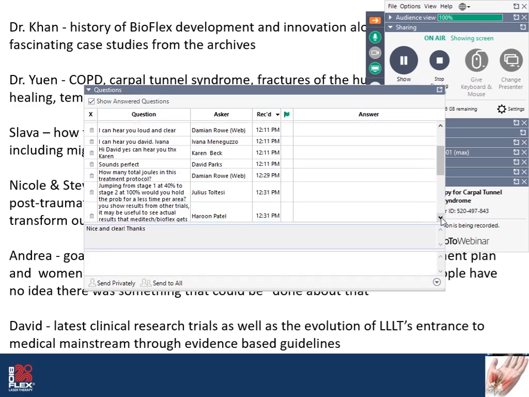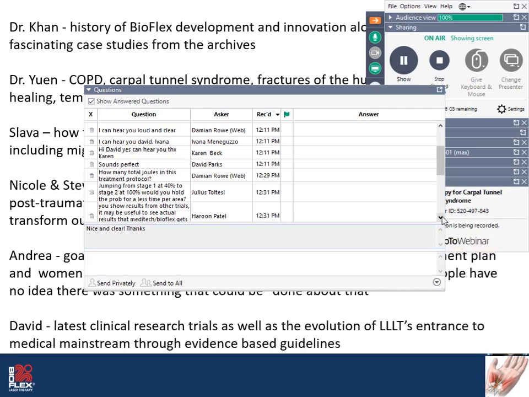I have a question with respect to how many total joules in this treatment protocol by Damien. Damien, I didn't actually walk through the number of joules. If you're really interested in the exact specifics, I'll give you my email at the end of this, and I can certainly get that to you. The joules are different based on the equipment that we're using. So for example, when we're holding the laser probe for 5 or 6 seconds or 8 seconds, that's going to alter the number of joules at that point. And of course, using the array has a different amount of joules because it's spread out over a much larger area. But I can get that information to you as well.